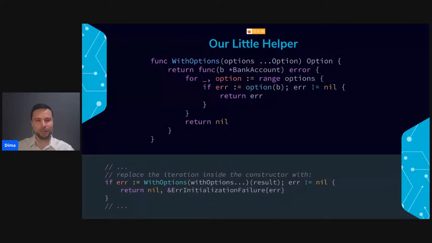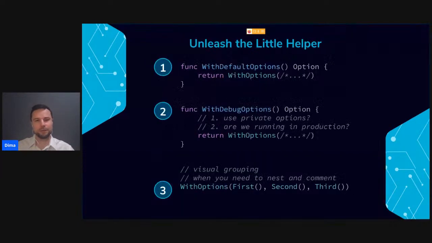But first of all, since we already ripped that code out, let's change our constructor. You can see at the bottom of the page. Let's replace that whole loop with our little helper, with options, and give it a list of options, and then wrap the whole thing with initialization failure if there was one. So what does this little helper do? What kind of difference does it make?